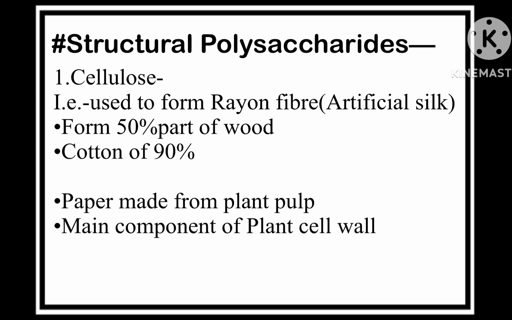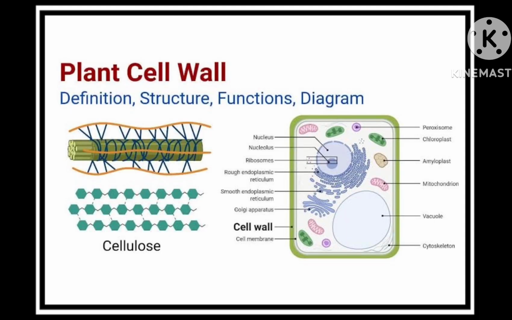They are also the main component of the plant cell wall, which you will see in the cell chapter, and composed of 50% part of the wood and 90% part of the cotton. It is also used to form rayon fibers, which is artificial silk. This topic is from the next chapter, but I have to include it here just for the understanding.